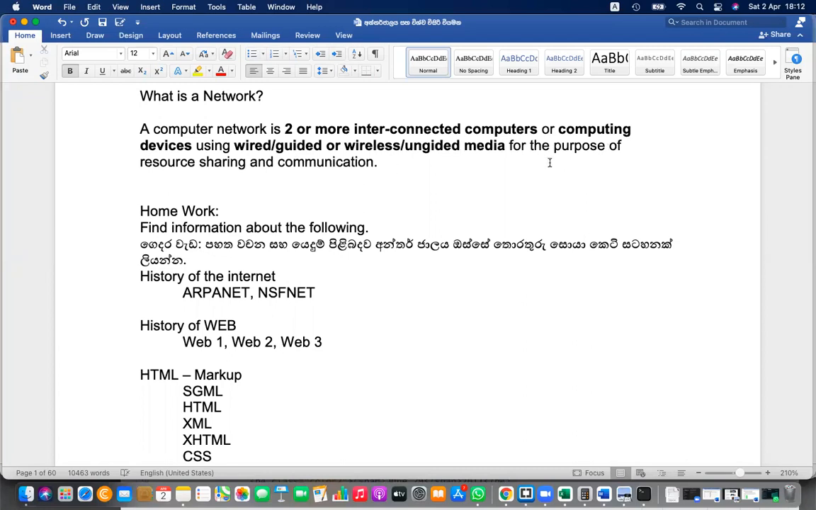Two or more computers connected using guided, unguided media. Okay, the next thing is why networks? So the next thing is, why do you need networks? So the simplest thing, all right.